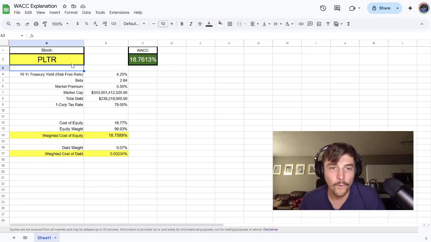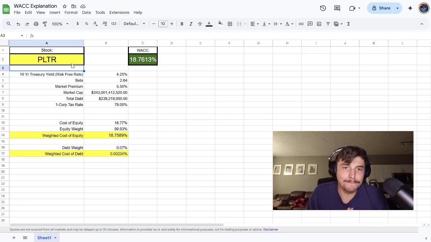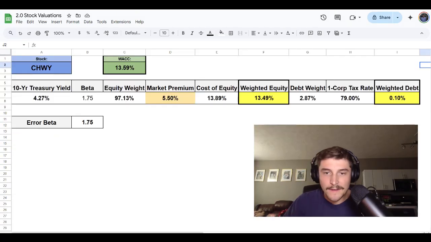And I'll get into what this all means, but I just wanted to show you for now how to calculate a weighted average cost of capital, which is going to be used as a discount rate when we run a discounted cash flow model. So let's get into what everything else means. It's in the name, WACC.